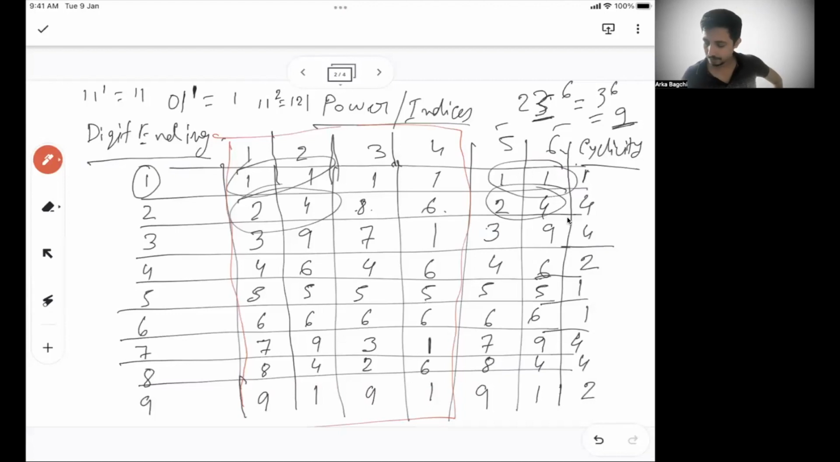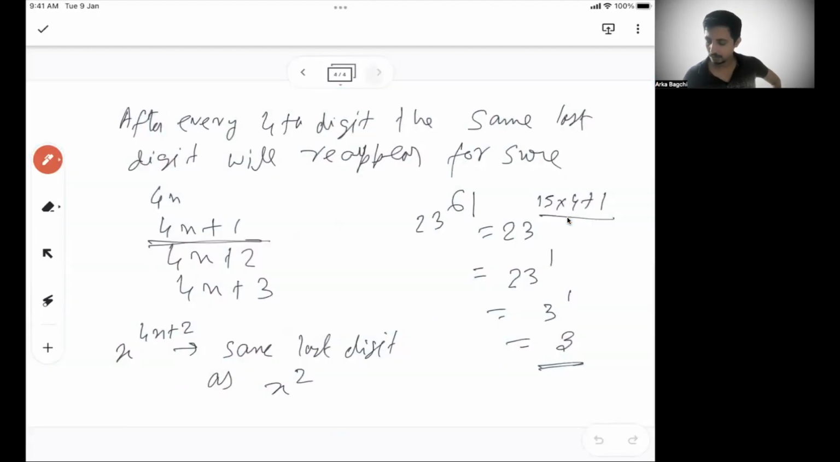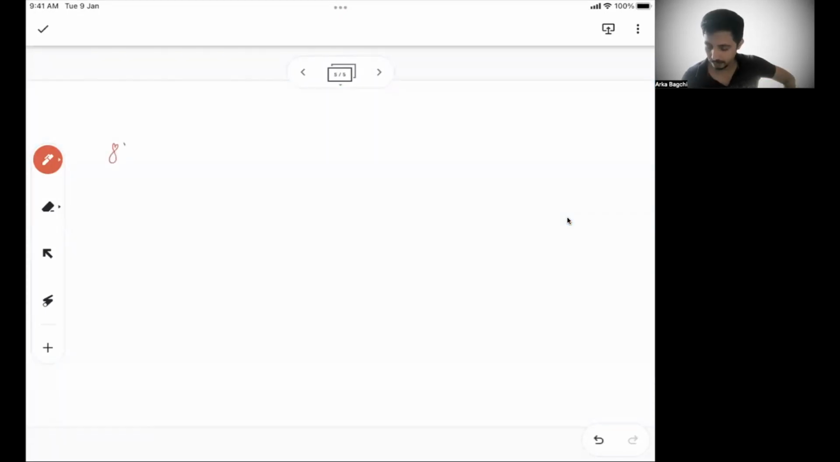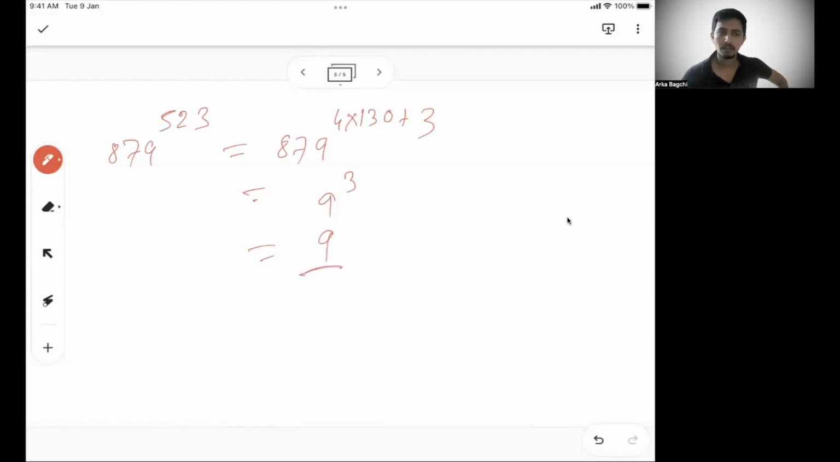Let's take one more quick problem. Let's say we have 879 to the power 523. If you divide 523 by 4, it's 130. So 4 into 130 plus 3. So it is the same as 9 to the power 3, and the ending digit will be 9. Okay, so that way you can do it.